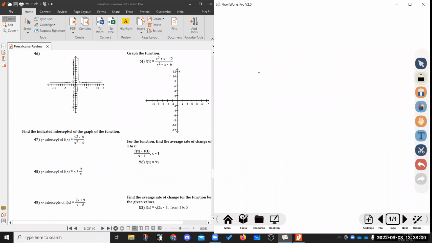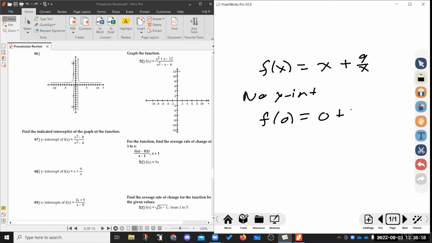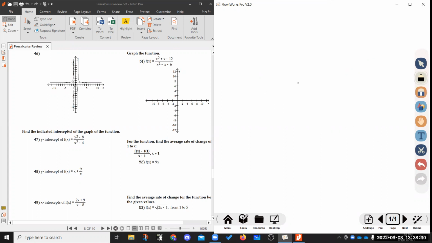Now we want to find the y-intercept of f of x is equal to x over x plus 9 over x. We have none. No y-intercept, because if we try and stick in f of 0, 0 plus 9 over 0 is what we would think. This is undefined. So there's a vertical asymptote there. At x equals 0, we can't have any points on the vertical asymptote.